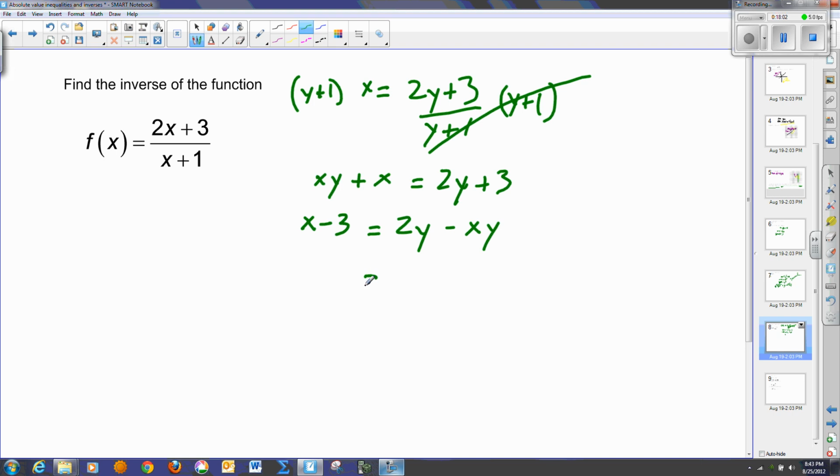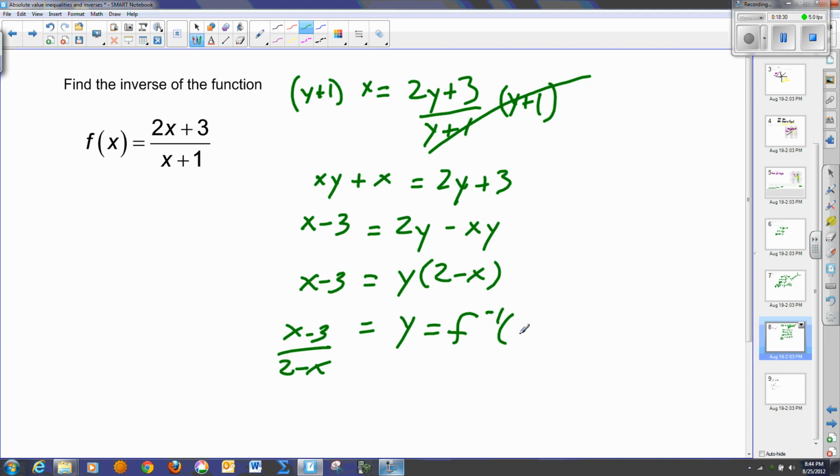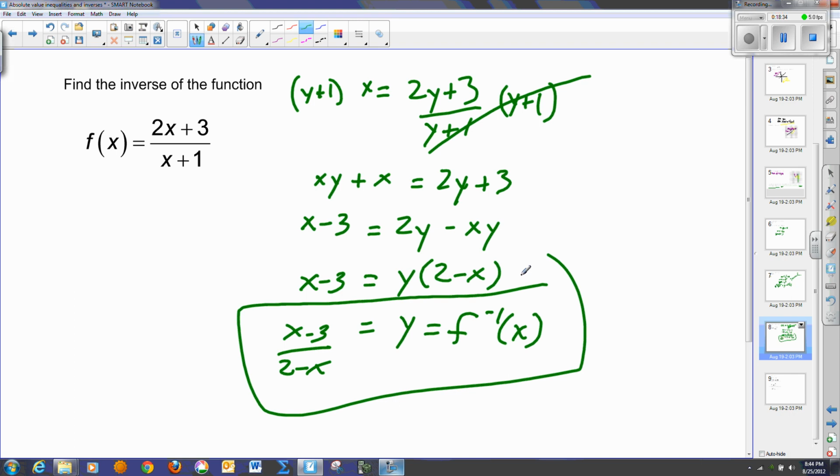The only way to do that in this case is to pull out a greatest common factor. And now, since I have y times this quantity, I can isolate y by dividing by the quantity 2 minus x. And this is my inverse, like so.